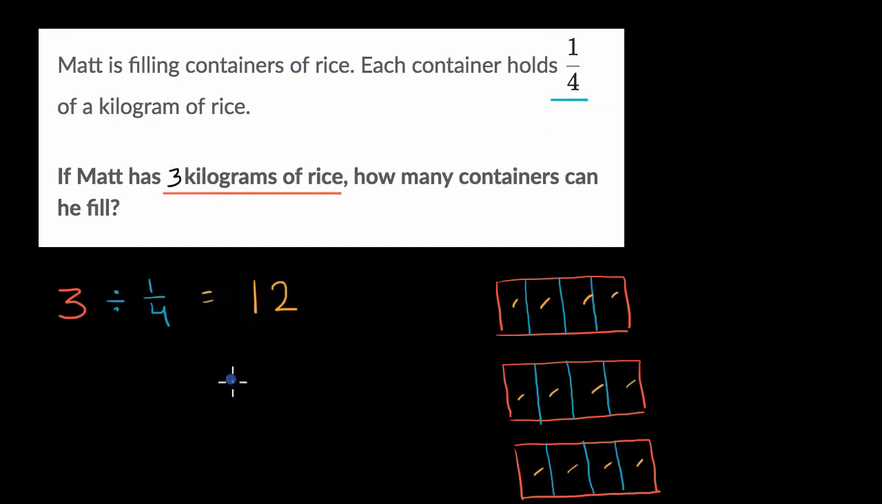And I encourage you to really think about why this is the case, that if you take a whole number like 3 and you divide it by 1/4, we're getting a value larger than 3. And we're getting a value that is 4 times 3. Think about why that is the case.